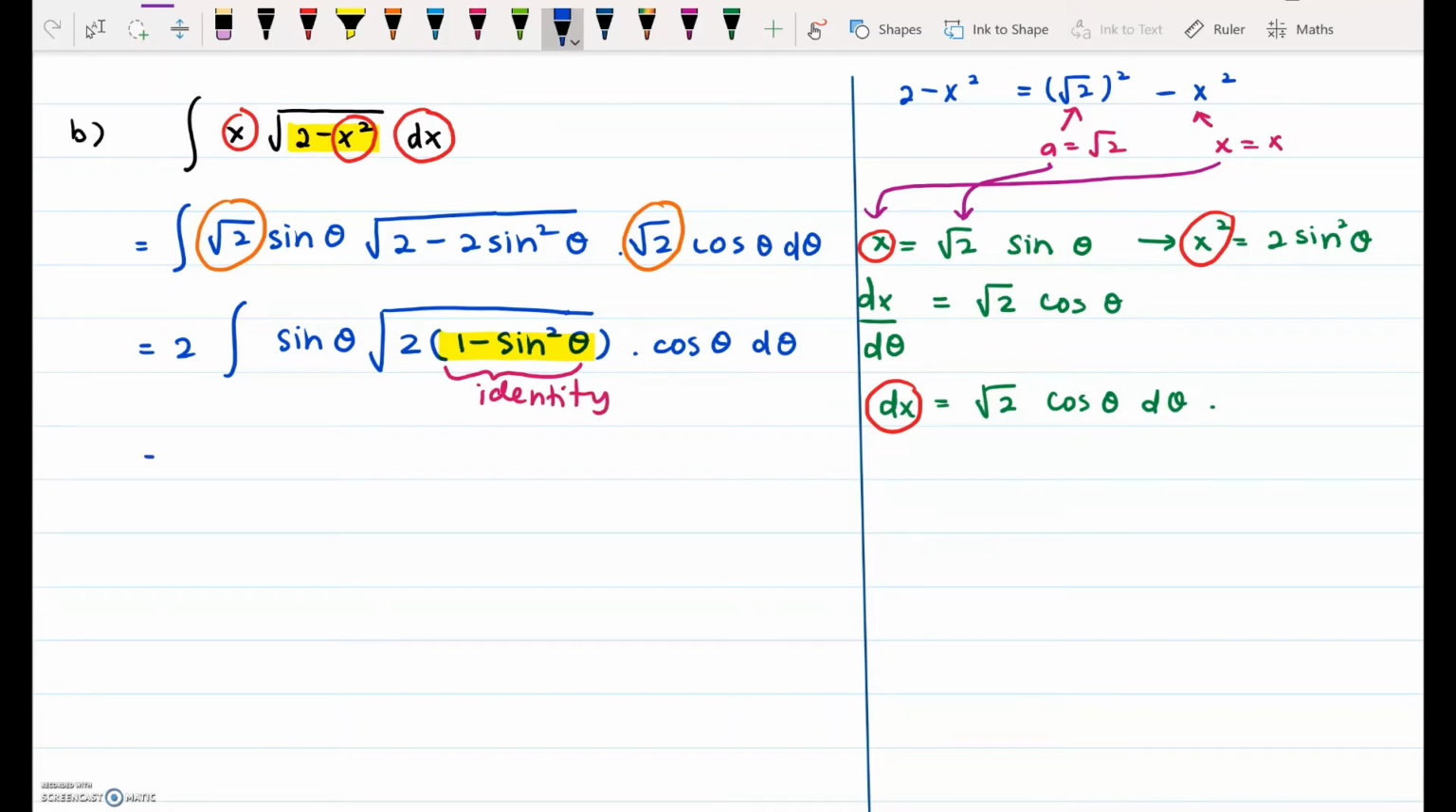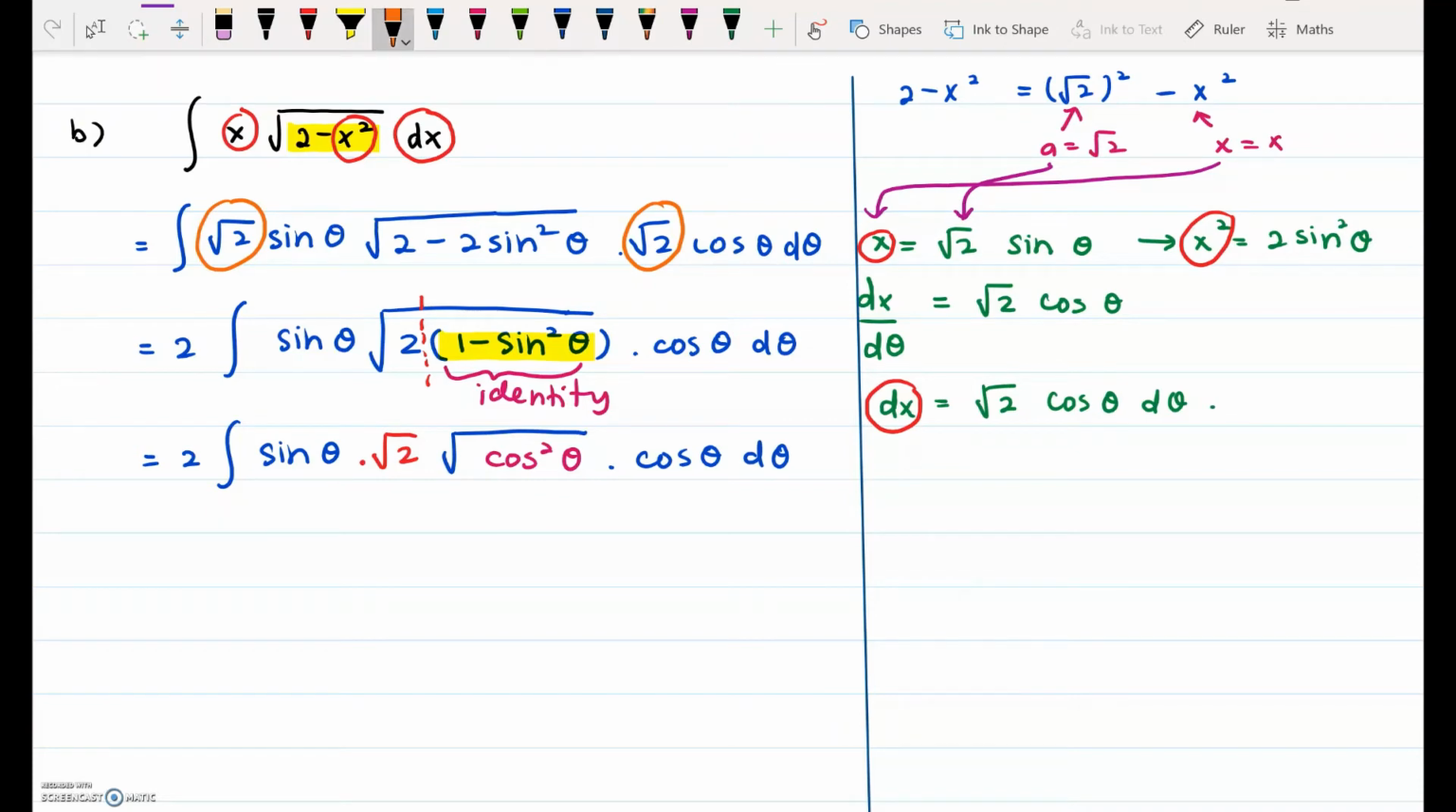Let's continue. We have 2 integration of sine theta, and the square root of 2 times 1 minus sine squared theta. When you simplify, you can write another square root 2 here, and then the square root of, if you apply the formula of identity, 1 minus sine squared theta is cos squared theta. Then continue. We have here cos theta d theta.